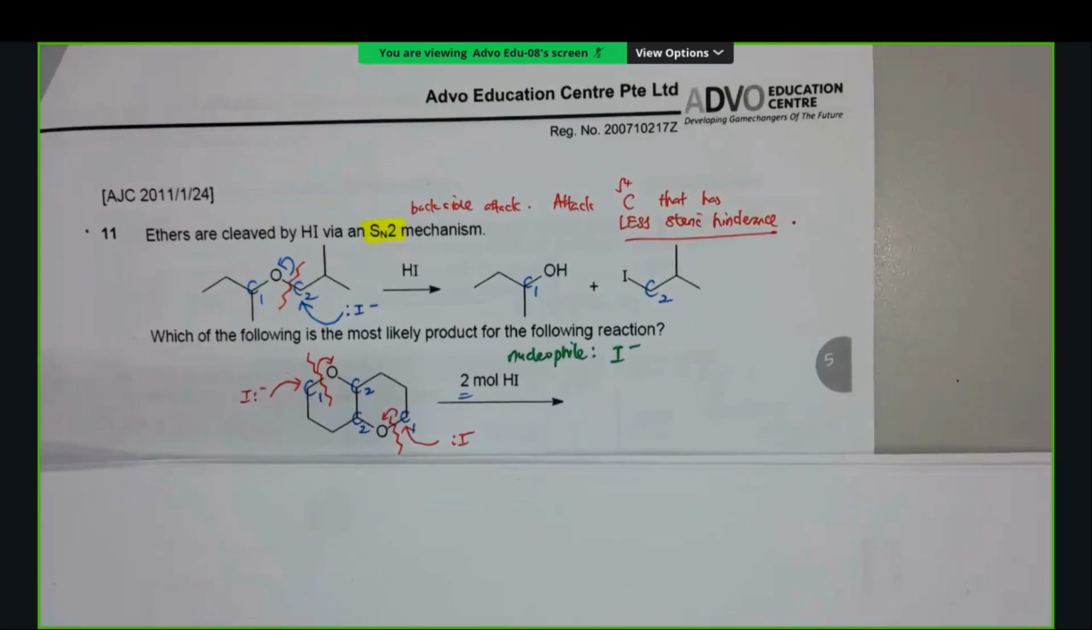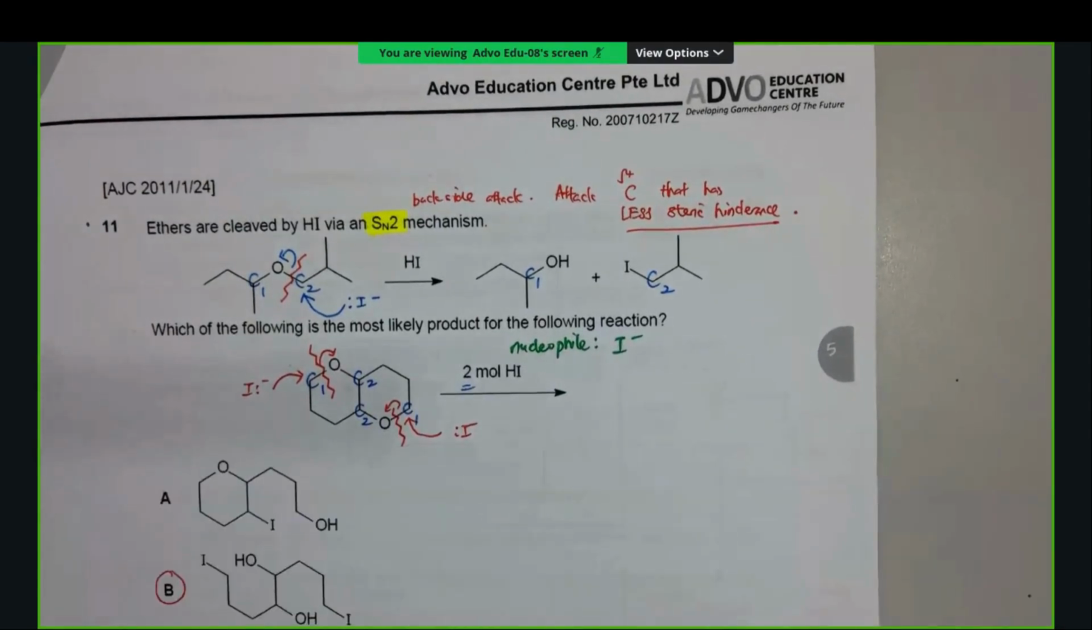Ultimately, after that, we'll have the OH there. At the bottom over here, C1 here, C2 here, C1 is definitely the one with less steric hindrance. So you will break at this bond here, and you end up with this. When you open up, this is the OH here, and the I over here. That's all.